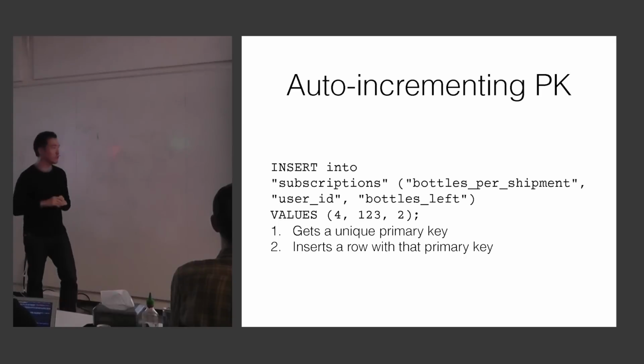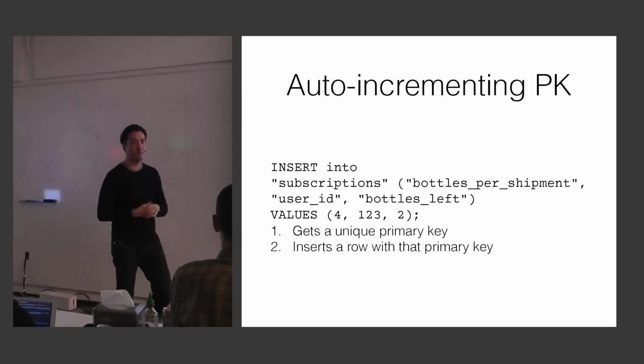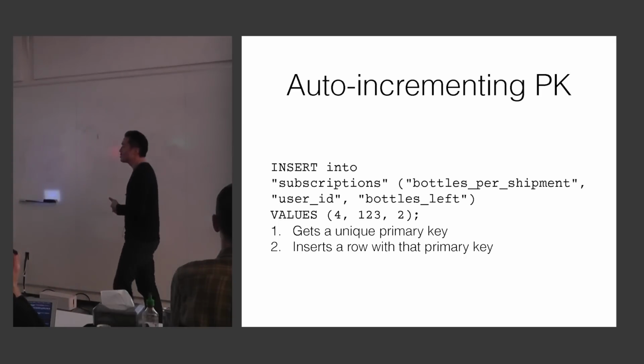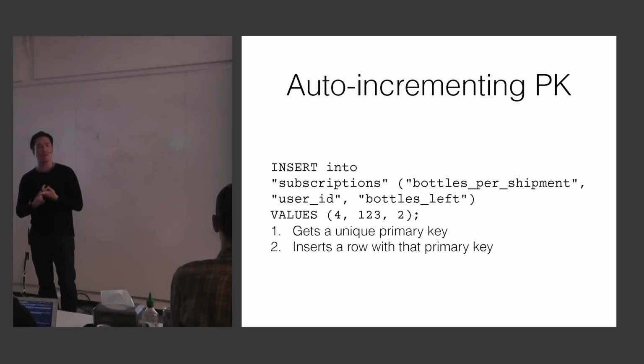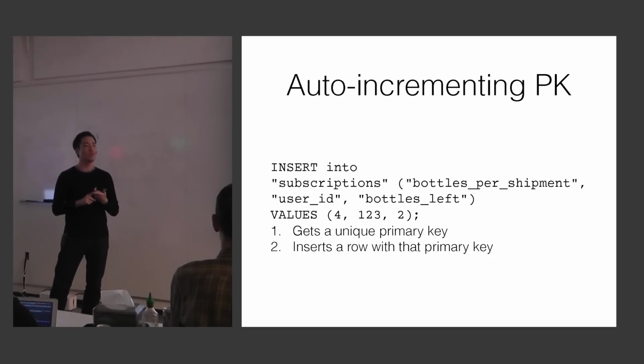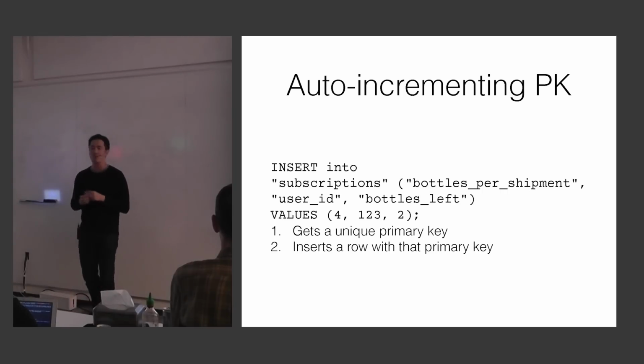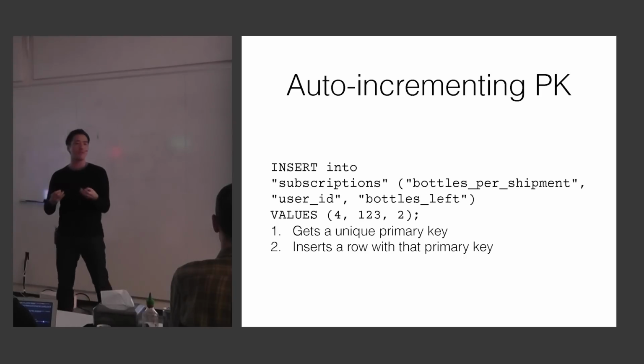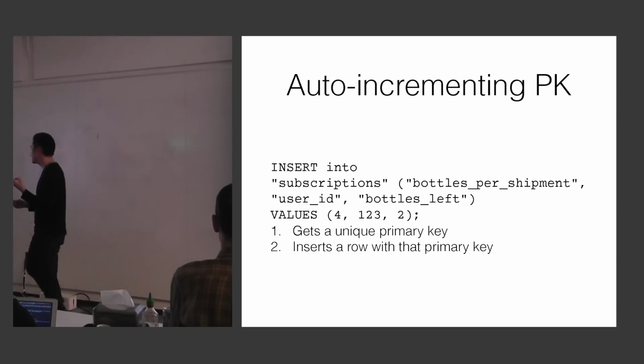Most of the time when you do an insert, you don't specify the primary key. And that insert will do two things for you. It will get a unique primary key, a key that is guaranteed to be unique for you, and then it will insert a row with that primary key. So you kind of have uniqueness, and then somehow the driver will return the primary key of the thing that you just inserted. It doesn't have to be done as one.